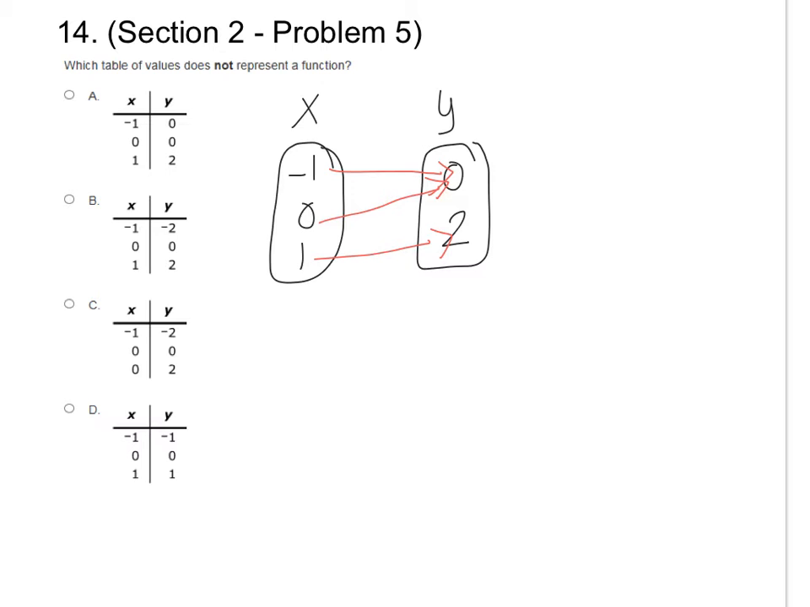So again, this is a function if every input has exactly one output. This input has exactly one output, and this input has exactly one output. So this is a function, so letter A is a function because every input has exactly one output. So I'm just going to write here that this is a function. And then I'll move on to the next one.